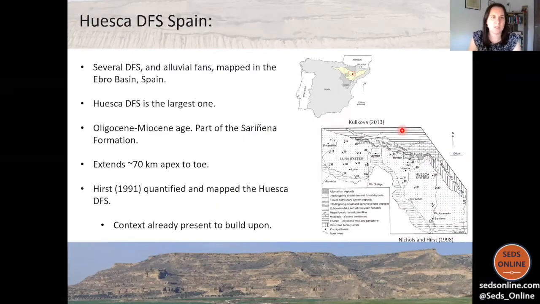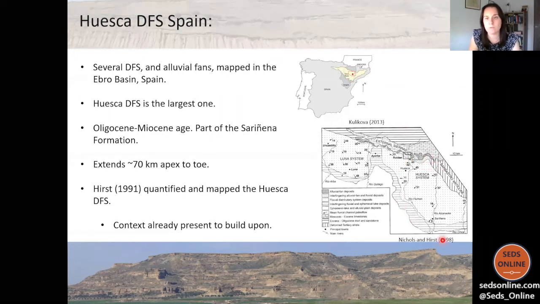So we decided to undertake this work on the Huesca DFS in Spain. Now, several DFS have already been mapped within this basin alongside alluvial fans. So for those of you that don't know where it is, we're up in the northeast of Spain here. The basin is highlighted in yellow. And if we just zoom into this area here, these are two of the main systems.